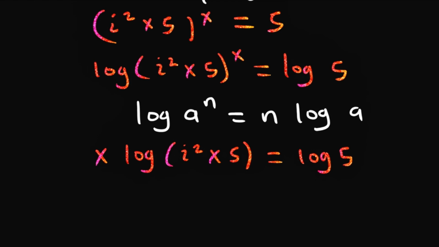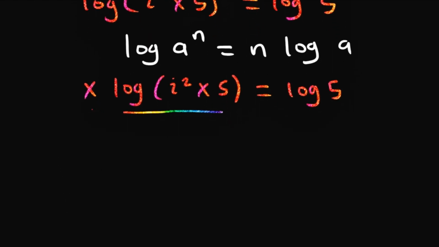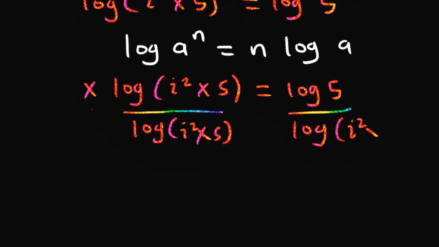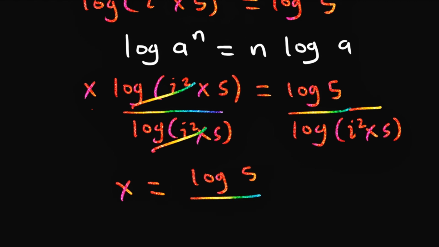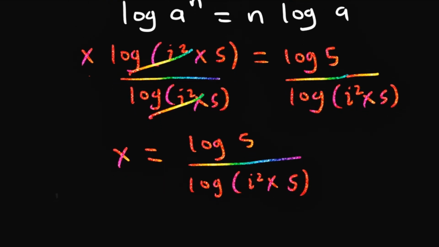So now we can divide both sides by this particular expression because what we're interested in is x. So let us divide both sides by the log of i squared times 5. We do that both sides like that. So that and that will cancel so that we're left with x is equal to log of 5 over the log of i squared times 5. So we can still simplify this.